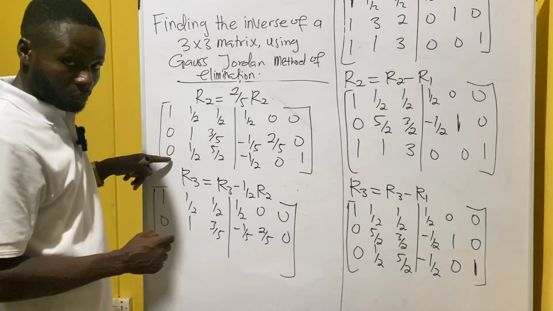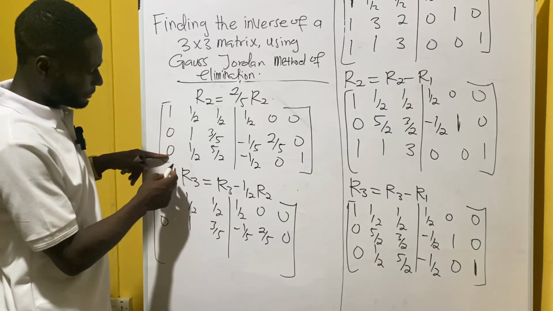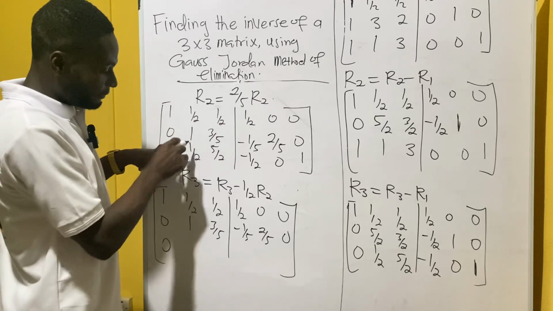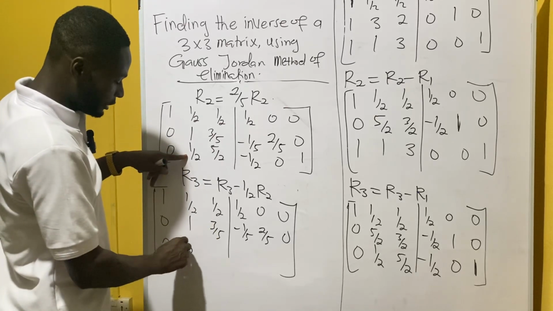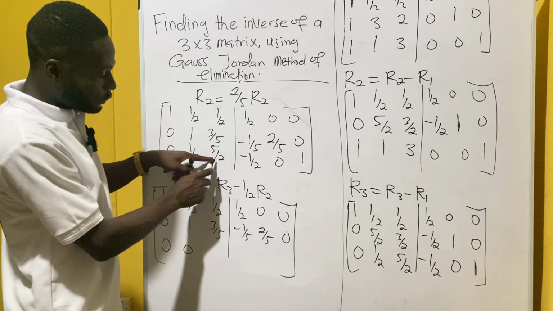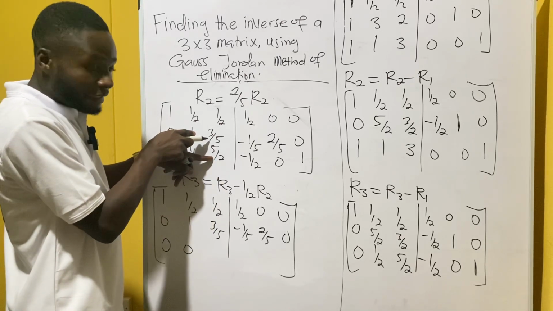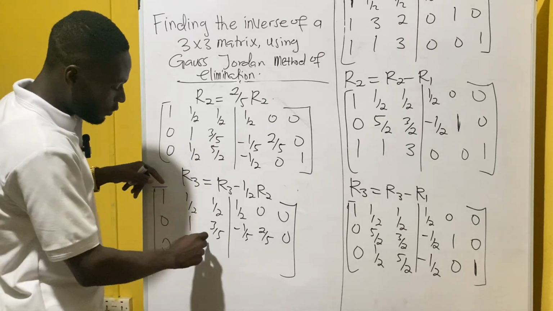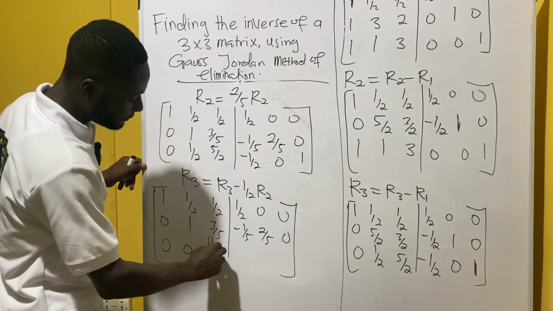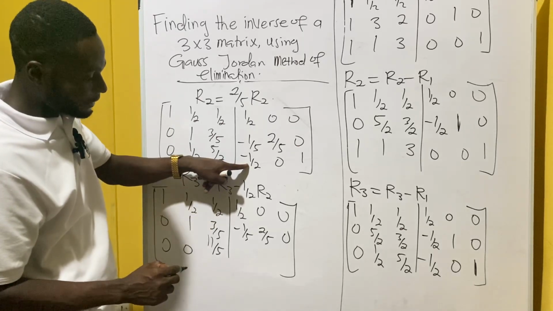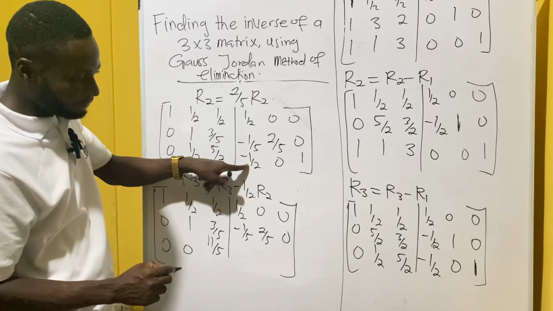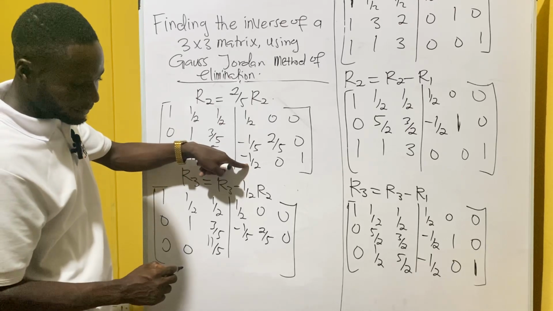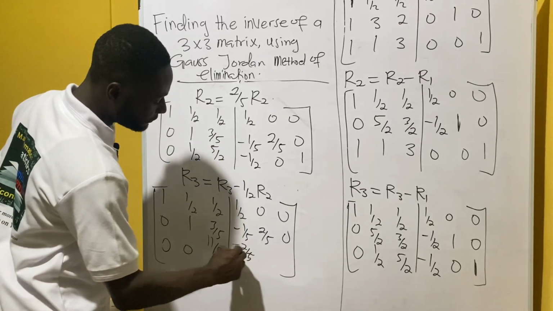So we are working on the third row, right? So we say 0 minus half of 0, and that is still 0. Half minus half times 1, and that is 0 right here. Then 5 on 2 minus half times 3 on 5. And that is 11 over 5, right? Now we move to this right here. Negative half minus half times negative 1 over 5. And that is negative 2 on 5.